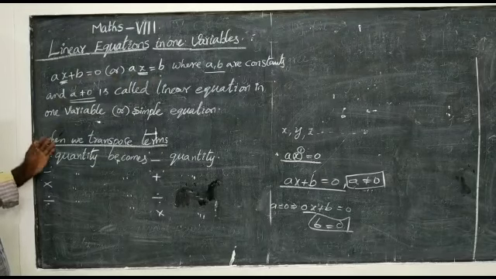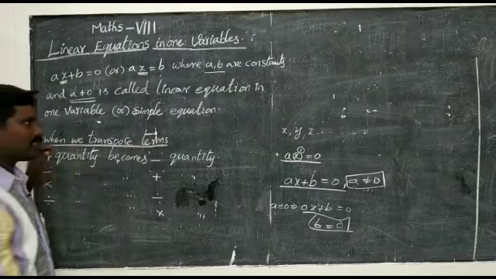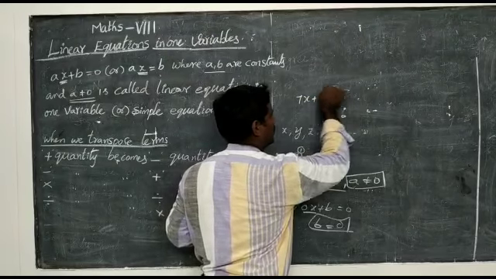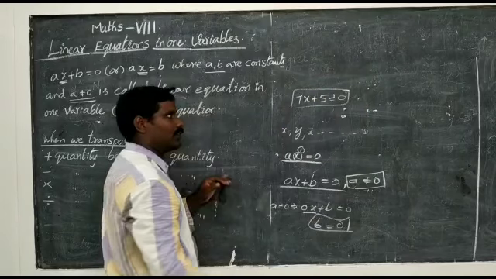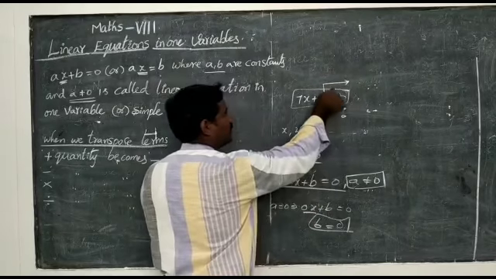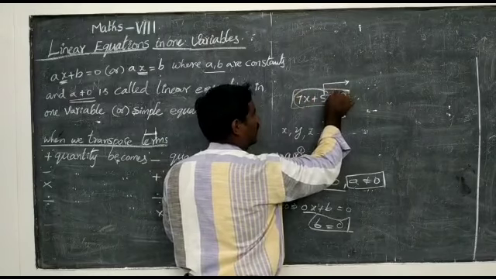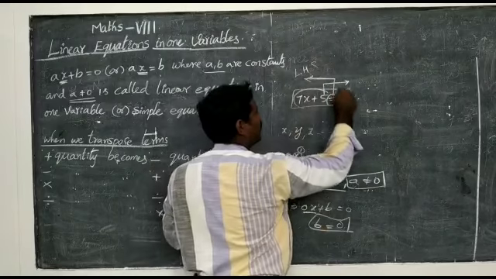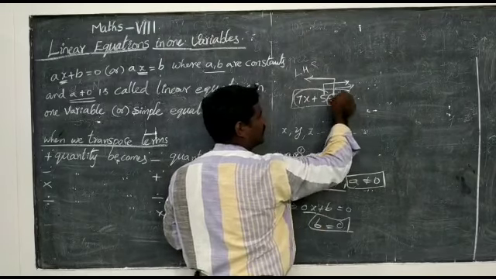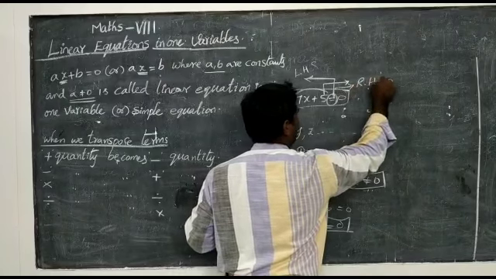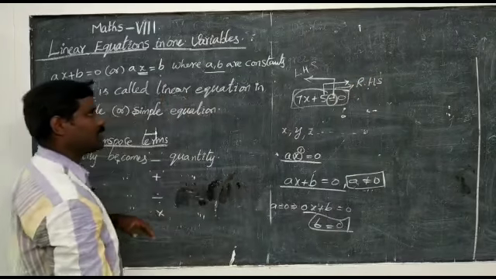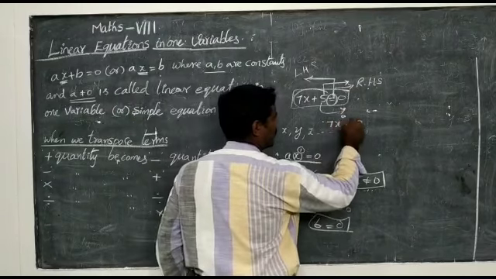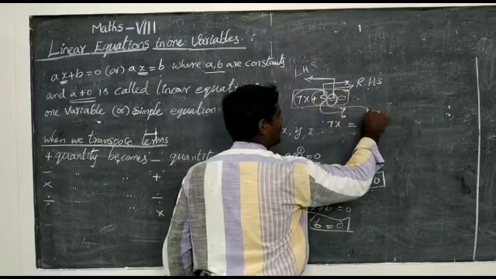Now, when we transpose terms, for example, 7x + 5 = 0 is a linear equation in one variable. If you transpose 5 to the RHS, this is the equality sign; the left side is called the LHS, left hand side, and the right side of the equality is called the RHS, right hand side. Now if 5 is transposed to the RHS, 7x equals what, in this case?